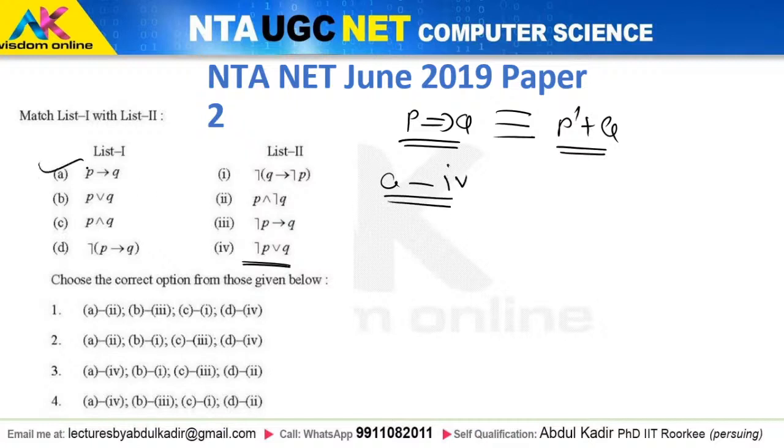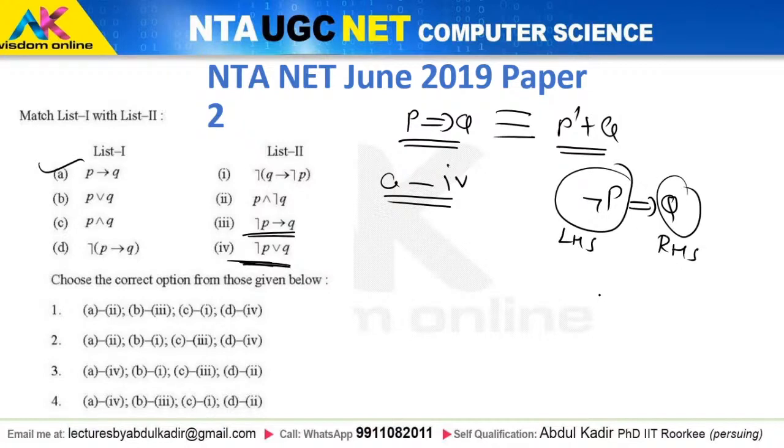Okay. This will go with this. Now let's see what this third is. This third is negation of P implies Q. We can write this the same way. Now this is our LHS. Remember, this is our LHS. This is our RHS.